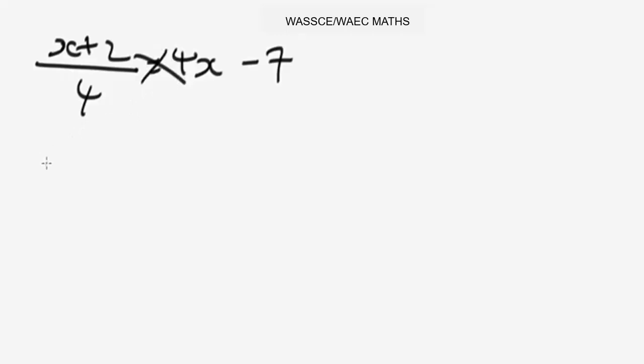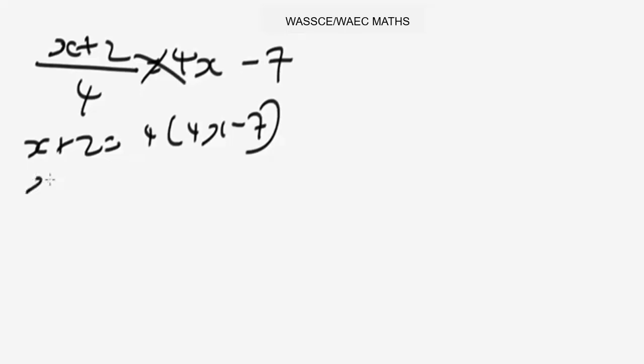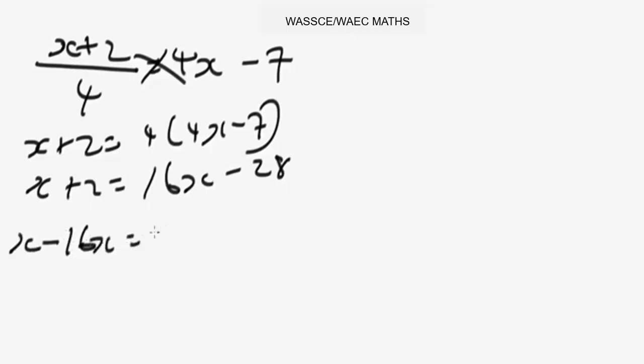When you do it, you're going to have x plus 2 equals 4 times (4x minus 7). Now when you simplify this further, you're going to have x plus 2 equals 16x minus 28. Collect like terms, so the x terms come together and the number terms come together. So this 16x will cross over the equality sign and change negative. You're going to have x minus 16x equals minus 28 minus 2. When these cross over, they change negative, so x minus 16x gives us minus 15x equals minus 28 minus 2, which gives us minus 30.